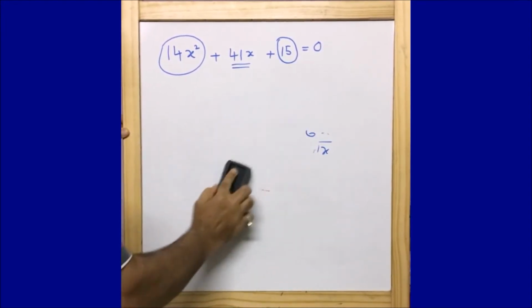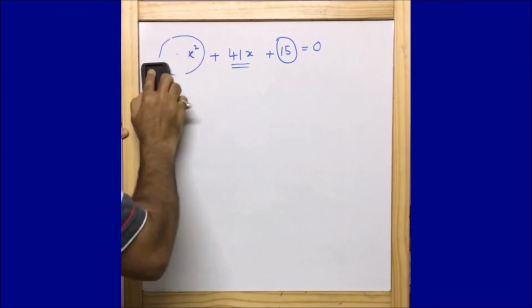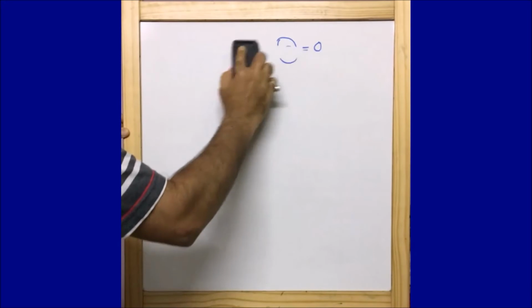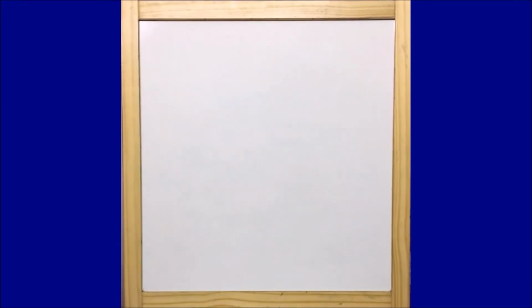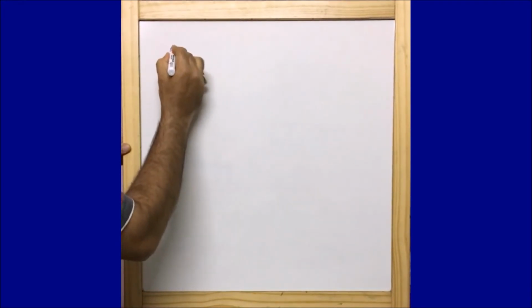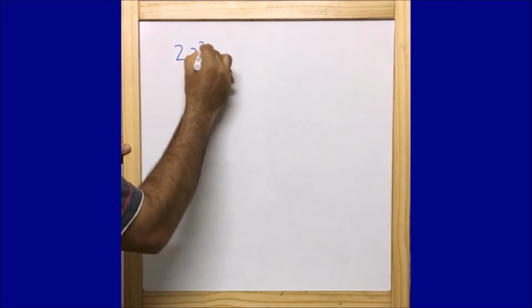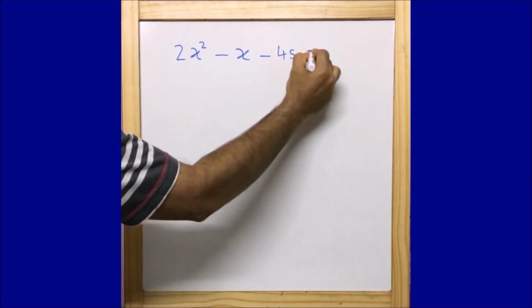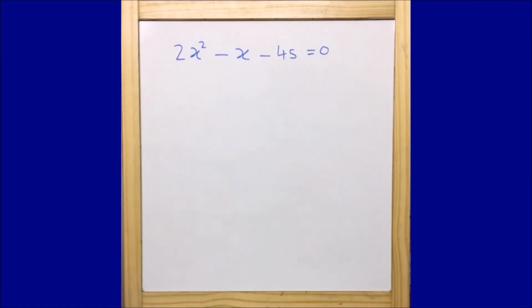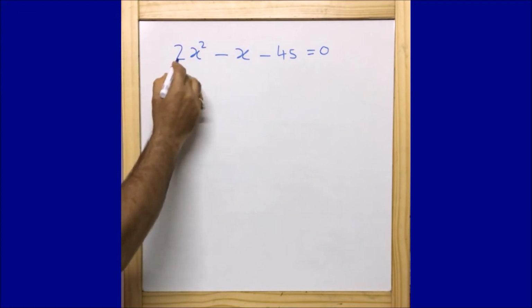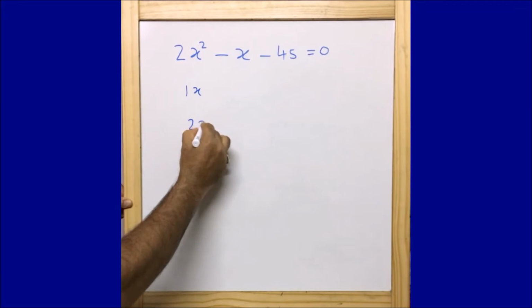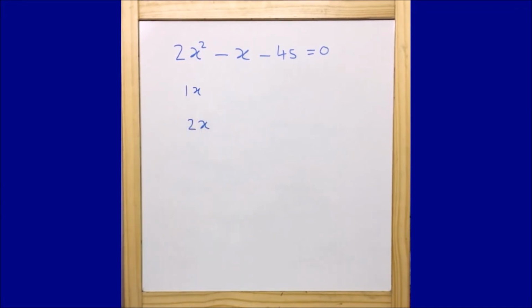Okay, now let us solve another quadratic equation, and let us take 2x square minus x minus 45 is equal to 0. Now let's see, the same process I will adopt. 2x square is nothing but 1x into 2x, which is 2x square. Similarly for 45, we know that 5 9s are 45.